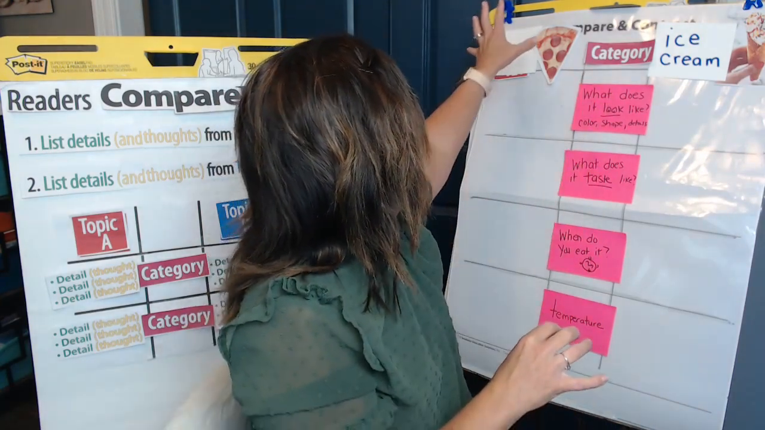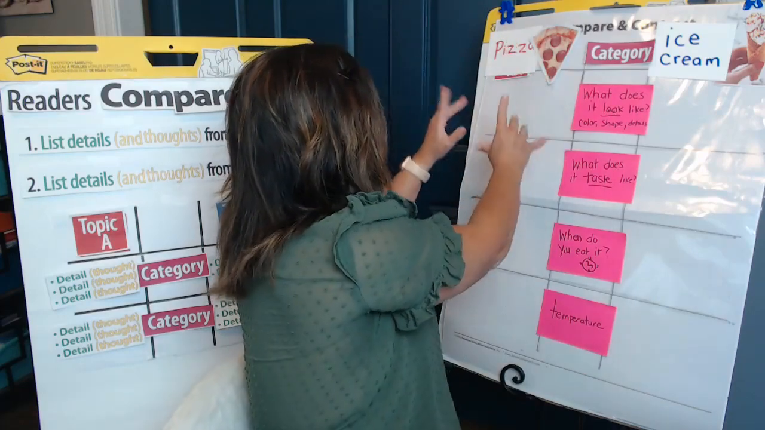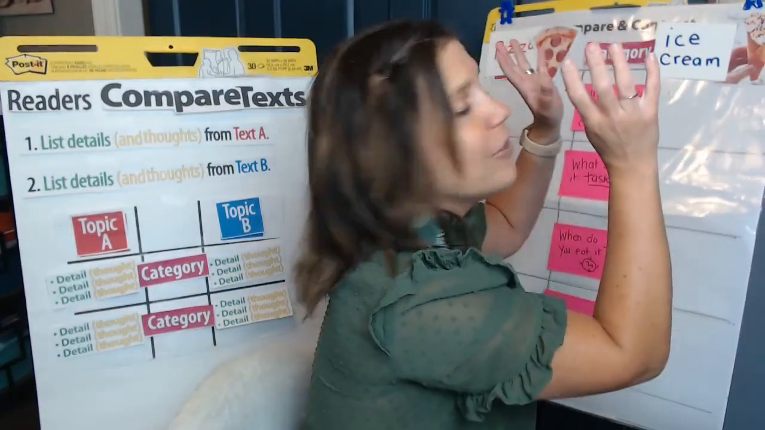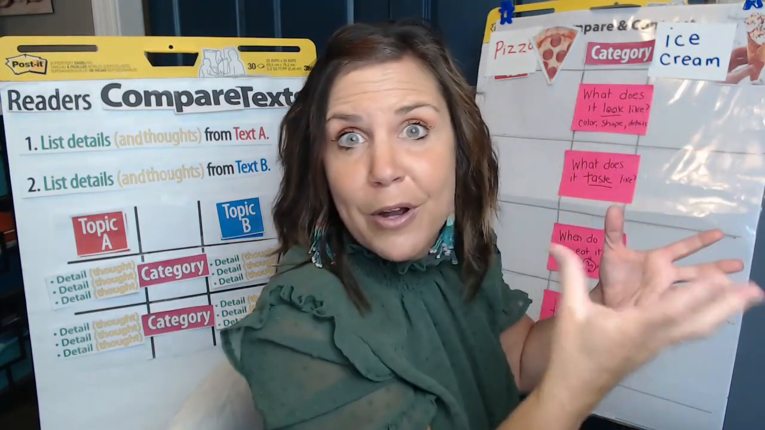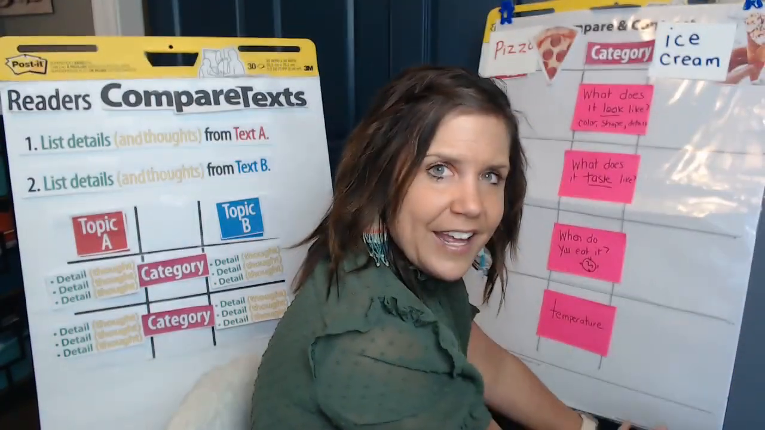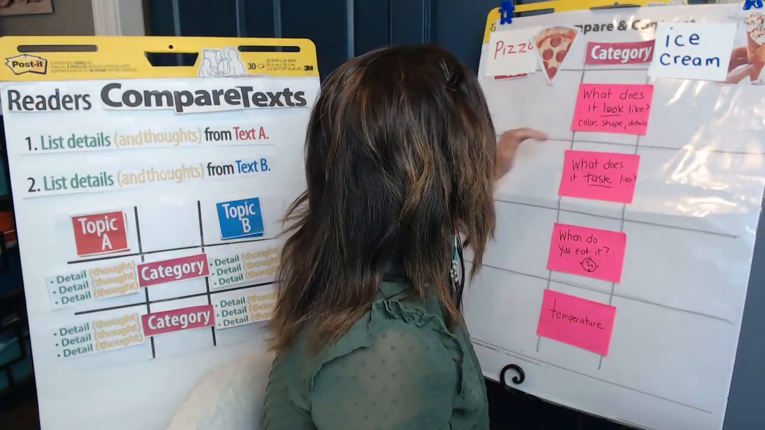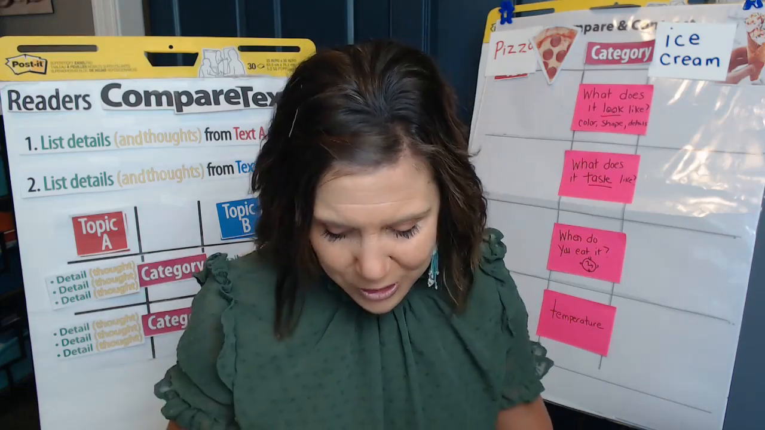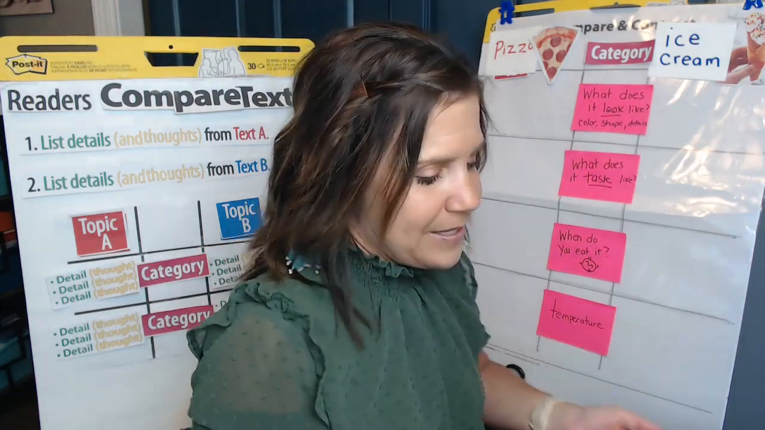Now, we're going to do pizza first, and we're going to collect all the details about pizza and put it on this side. And then we're going to think about ice cream, pretend like we read a book about ice cream, and we're going to collect all the details about ice cream over on this side. And then we're going to go look row by row and see what they have the same. Okay, so you just watch. All right, so let me think about pizza.